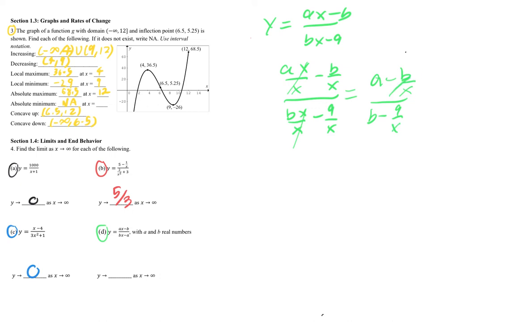So that b over x is going to get really close to 0, so we're going to say it's 0. Same thing with that a over x, 0. So y is approaching a over b as x is approaching infinity.